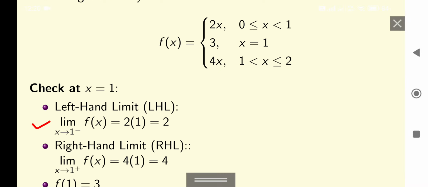And when x is less than 0, this formula will be used. So here we put 2 and the value of x is 1, so we get the value 2. When we calculate the right hand limit at 1, it means x is greater than 0, so this formula will be used. So it will be 4 into 1, that is 4.